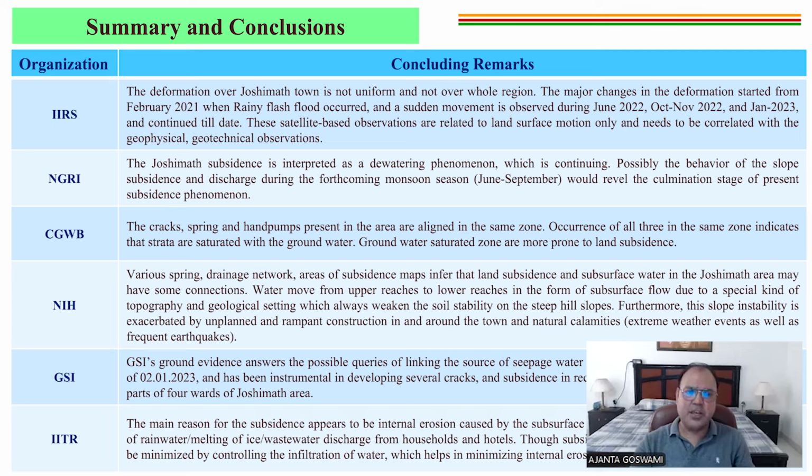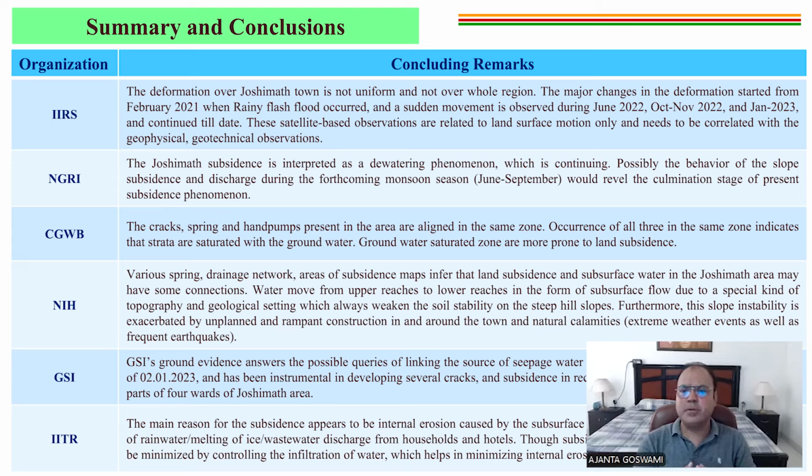Or, as NGRI, CGWB, or GSI have concluded, the subsurface has big boulders. When there is gushing water, if it washes away the finer sediment by the piping effect, and if these boulders get displaced, the balance is disturbed. So maybe it gives rise to a certain amount of crack development in that area. That theory can also be equally accepted.